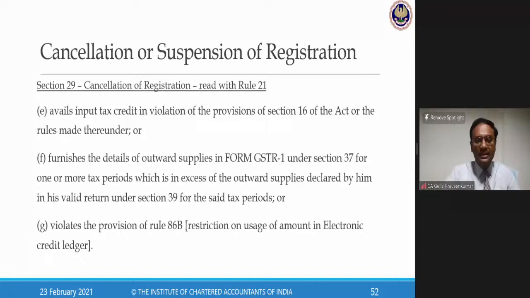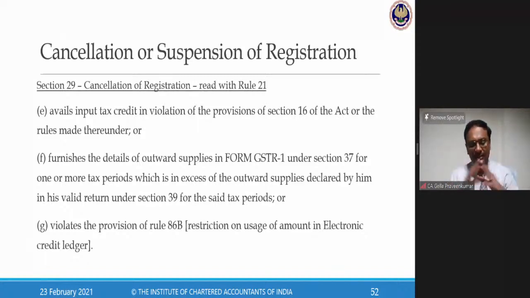Now, Rule 86B is one provision which has come in recently, in November, which has created a lot of havoc. This Rule 86B is a new provision, may not be applicable for your May 2021 attempt. This is a provision where they say 1% of your output tax should be paid using your electronic cash ledger.